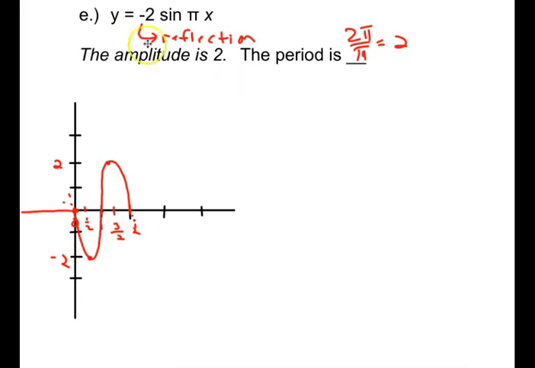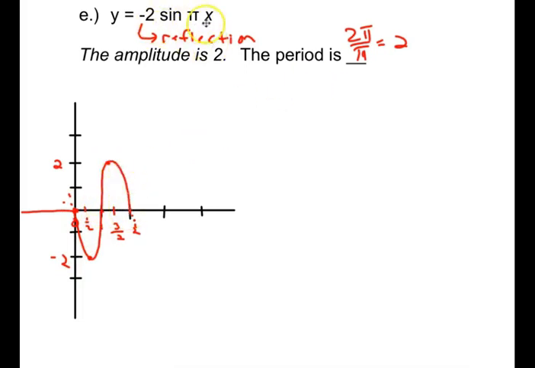Okay, so now I have y is equal to negative 2 times the sine of pi x. Well, the negative here, my amplitude is only going to be 2 because it's the absolute value of a. But the negative tells me a reflection. So instead of going from an intercept to a max to an intercept to a min to an intercept, I'm going to reflect it over the x-axis, and I'm going to go from an intercept to a min to an intercept to a max and an intercept.